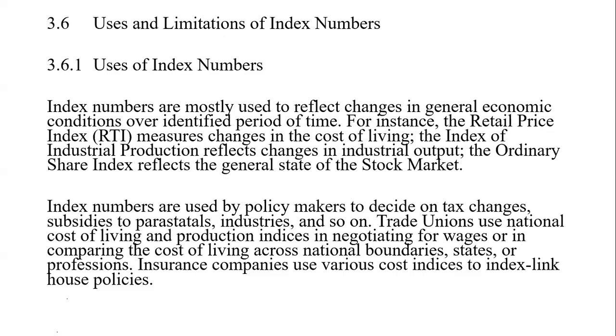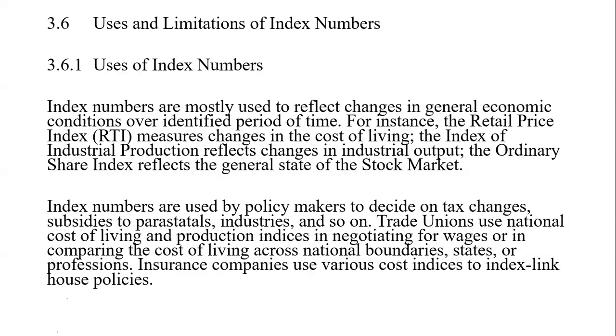Now, these are the uses and limitations of index numbers. We look at the uses first. Index numbers are mostly used to reflect changes in general economic conditions over an identified period of time. For instance, the retail price index, RPI, measures changes in the cost of living. The index of industrial production reflects changes in industrial output. And the ordinary share index reflects the general state of the stock market.